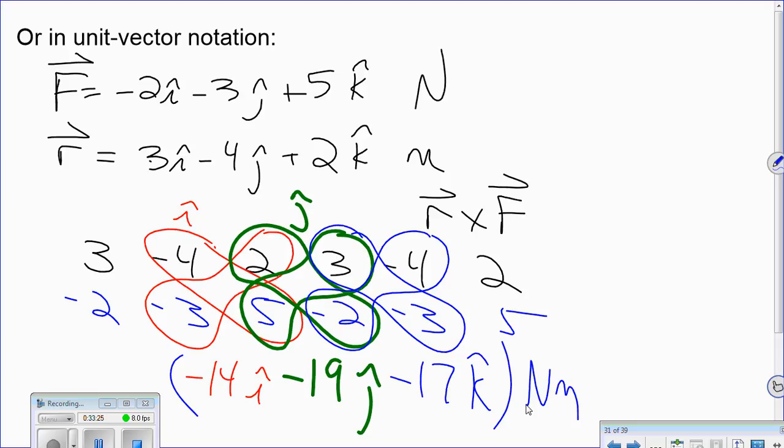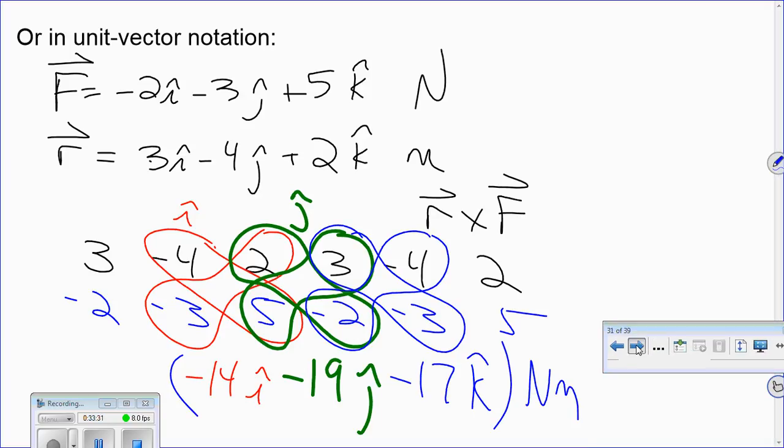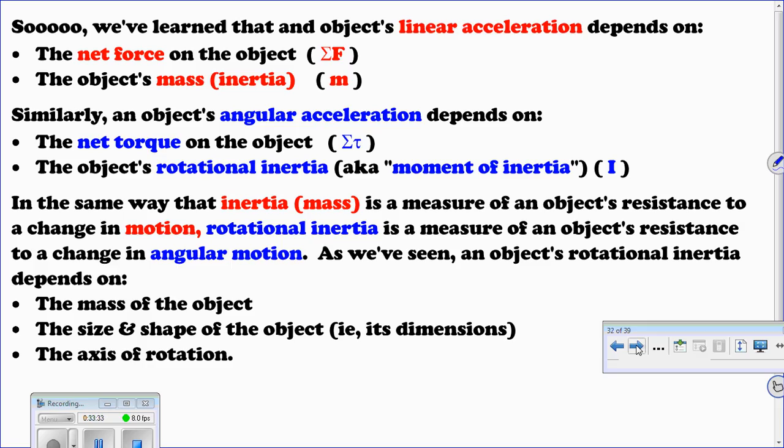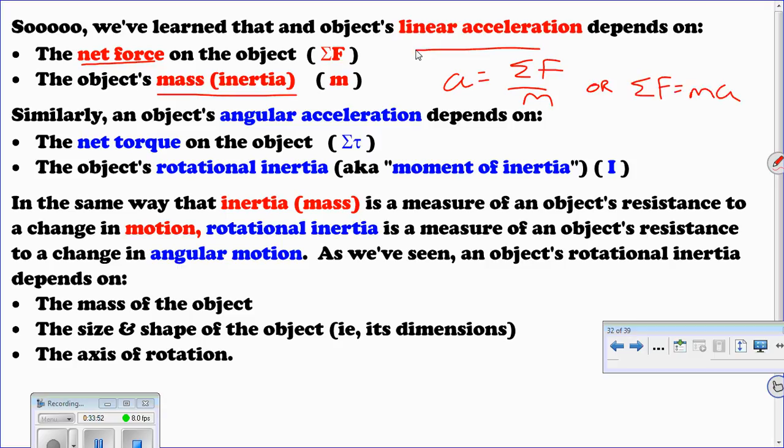All right, cool, you guys. All right, excellent. So that is how you do unit vector notation. All right, so Newton's second law tells us that an object's linear acceleration depends on the net force on the object and on the mass, right? In other words, acceleration is net force over mass, or net force is mass times acceleration, right? That's Newton's second law.